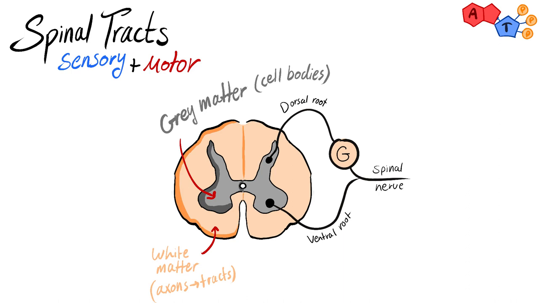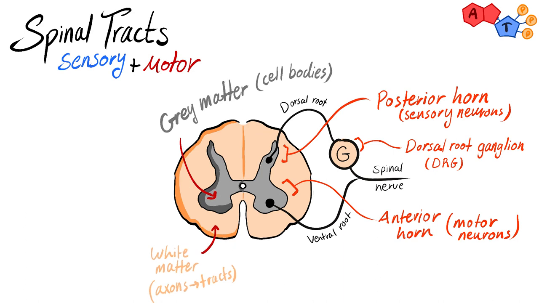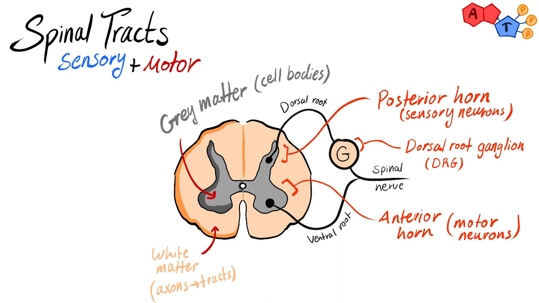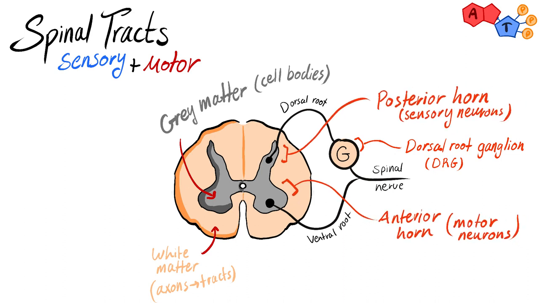Gray matter is divided mainly into anterior horn and posterior horn. The anterior horn has cell bodies or nuclei of motor neurons, whereas the posterior horn has the cell bodies of sensory neurons. Moreover, posterior horn is connected to the dorsal root ganglia. And to remind you, a ganglion is a cell body that's present outside the central nervous system. So to recap, we have gray and white matters for cell bodies and tracts respectively. We also have anterior and posterior horns of the gray matter, and the posterior horn is attached to the dorsal root ganglia.